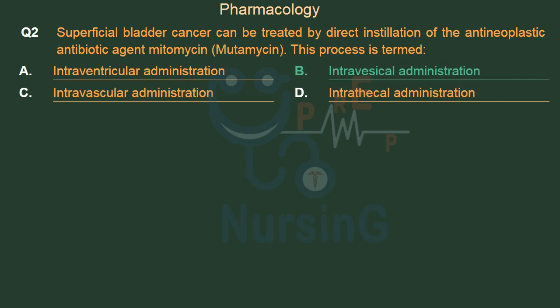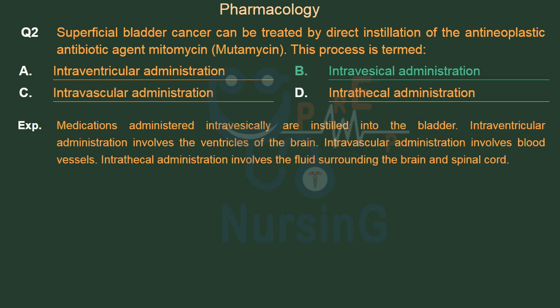Intravesical administration. Medications administered intravesically are instilled into the bladder. Intraventricular administration involves the ventricles of the brain. Intravascular administration involves blood vessels. Intrathecal administration involves the fluid surrounding the brain and spinal cord.